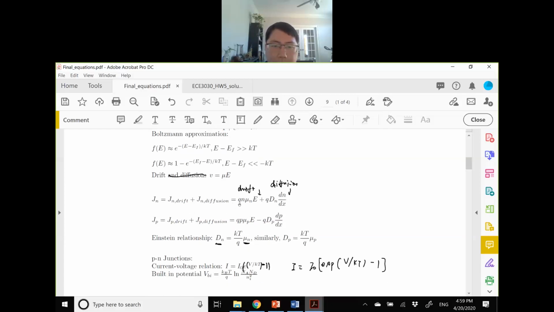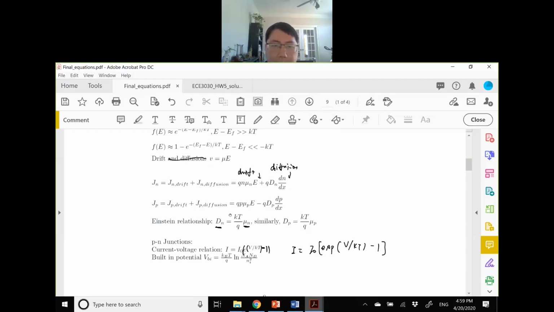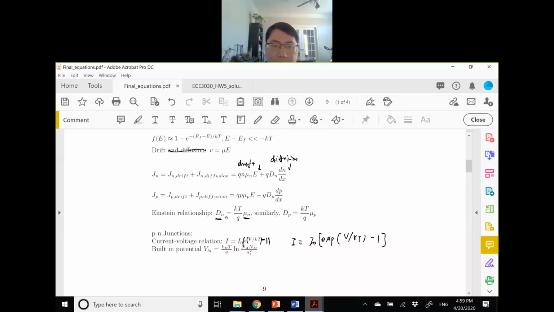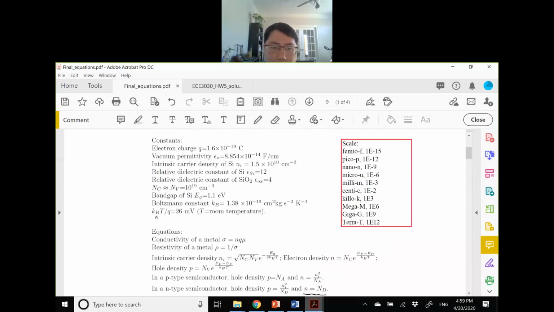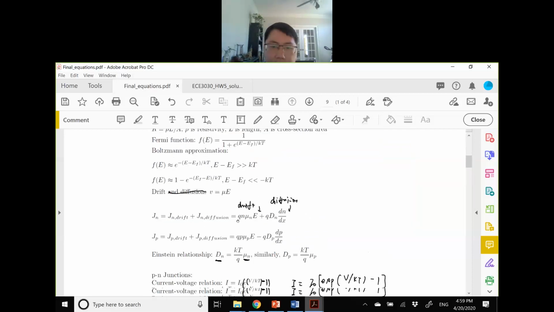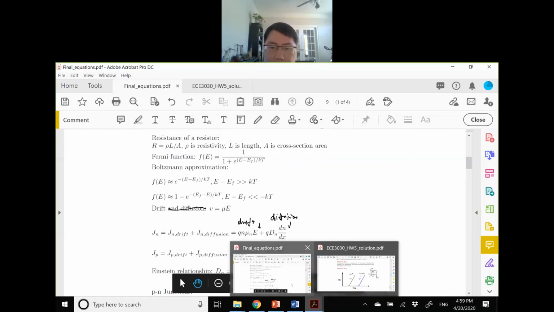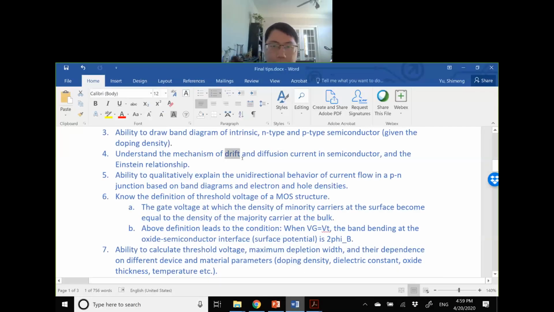So if you look at the current, you have two components here. But those two components are not independent. There is an Einstein relationship between the diffusion coefficient D_n and the mobility mu_n, and the coefficient here is kT over q, which is the thermal energy, the thermal voltage. So what is thermal voltage? Thermal voltage at room temperature is 26 millivolts.